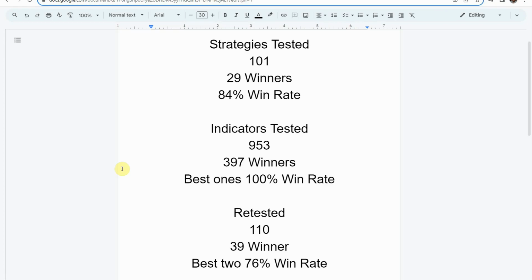We've also tested a total of 953 indicators, with 397 of them being winners. The best ones so far were able to achieve a 100% win rate. Now you need to go back and watch those videos to understand the context of how they were able to achieve that. So go back and watch those videos and see what you can get out of those winning indicators. We've also retested in the advanced testing 110 of the winning indicators. 39 of them have been able to maintain the winning status, the best two, a 76% win rate. Keep in mind that we test most of these indicators and strategies on the Forex and crypto market, but they can be applied to just about any market and time frame universally.